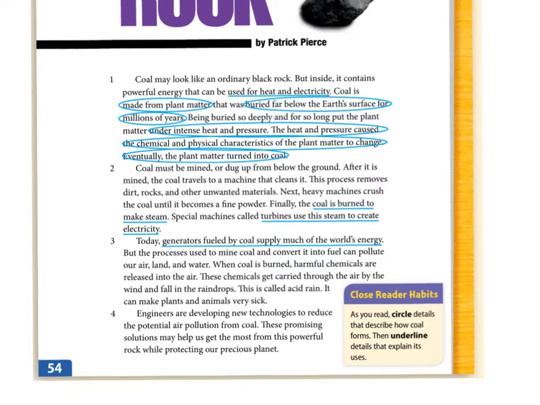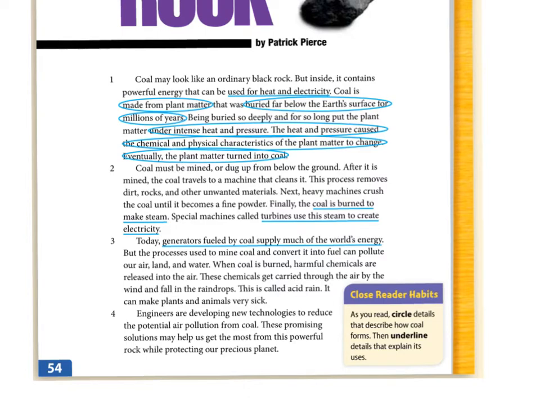Being buried so deeply and for so long put the plant matter under intense heat and pressure. The heat and pressure caused the chemicals and physical characteristics of the plant matter to change. Eventually, the plant matter turned into coal. Paragraph 2. Coal must be mined or dug up from below the ground. After it is mined, the coal travels to a machine that cleans it. This process removes dirt, rocks, and other unwanted materials.